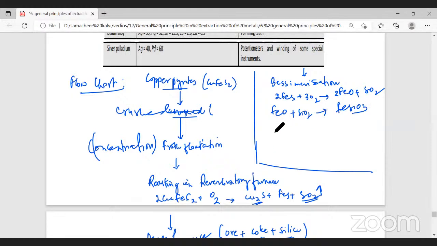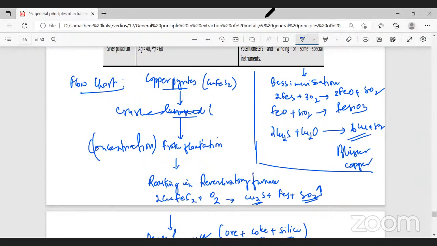Now, this copper sulfide and copper oxide which is formed will undergo auto-reduction to form copper with liberation of sulfur dioxide. This is called blister copper, which is 98% pure. Did you follow this?